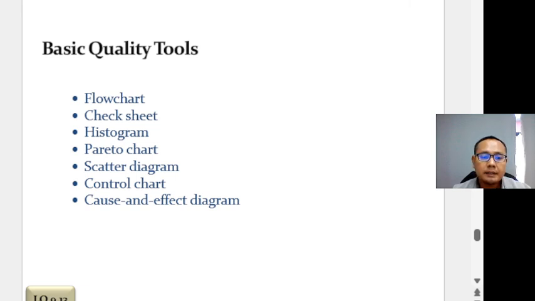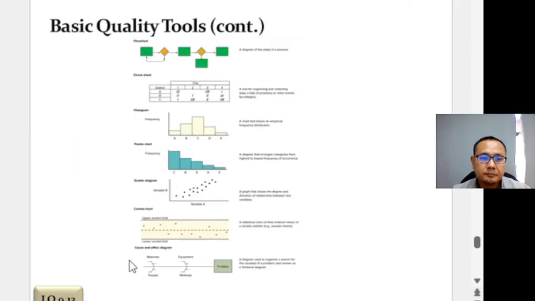And then the cause and effect diagram. The cause and effect diagram offers a structured approach to the search for possible causes of a problem. It is also known as a fishbone diagram because of its shape, or an Ishikawa diagram. This basic tools diagram you can see clearly from this list.